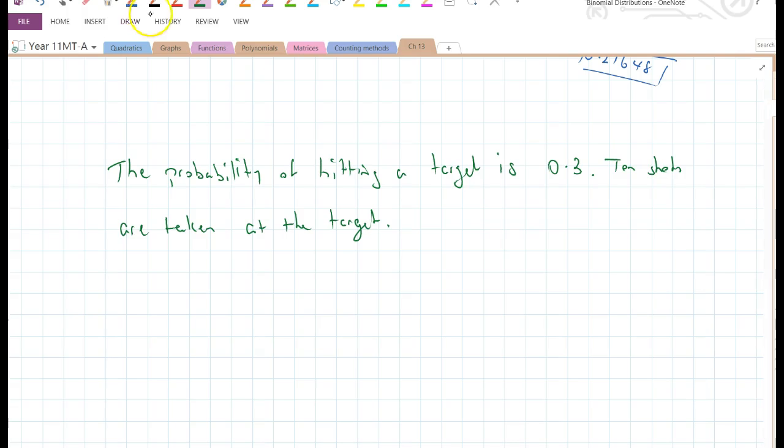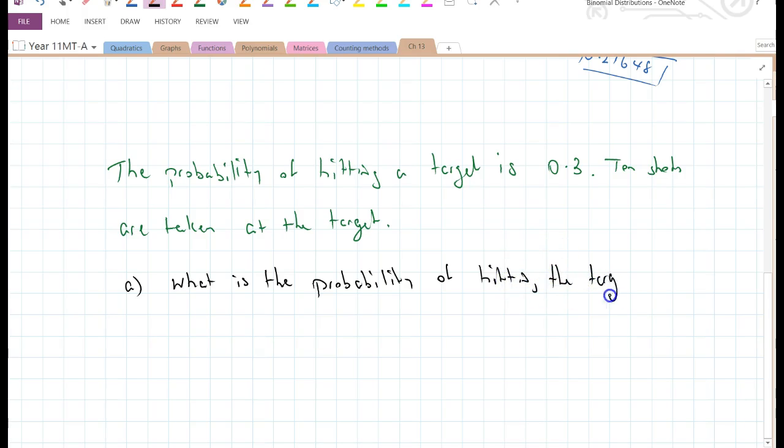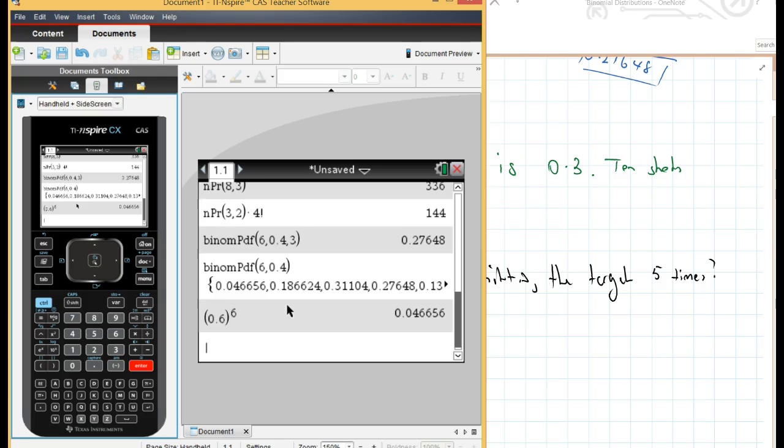So I'm going to ask a few questions on the back of this. A, what is the probability of hitting the target, let's say 5 times. 5 times, exactly 5 times. Okay, so what we would do there is we would go into our calculators.